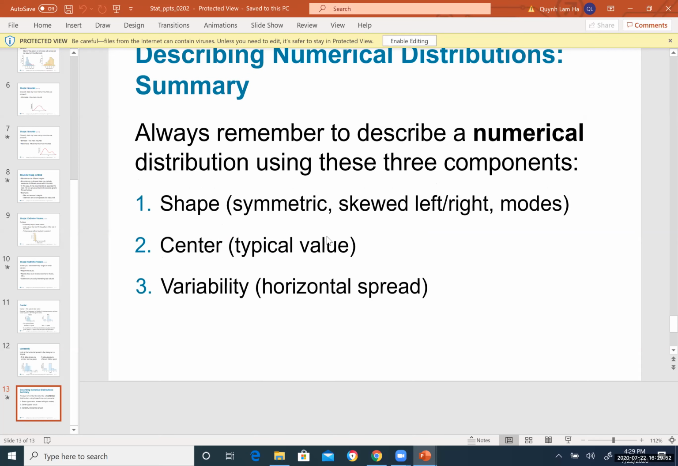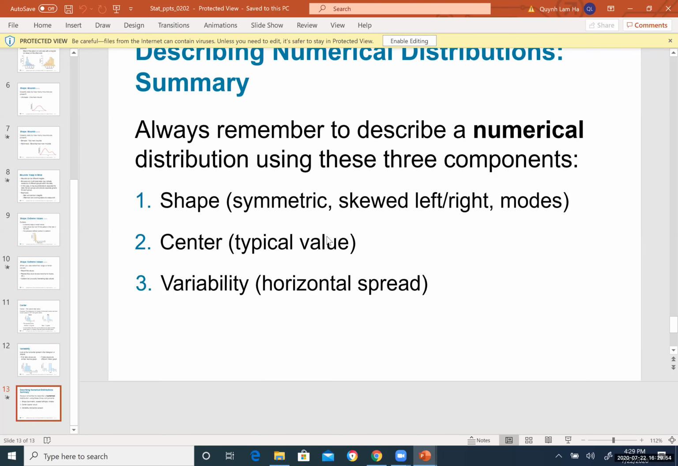So, summary: always remember to describe a numerical distribution using these three components. The shape, we did learn about that. Center, you need to learn about it, but you will learn more about this in a later section. Right now we see the big picture first and then the smaller detail later. Variability will be the horizontal spread.